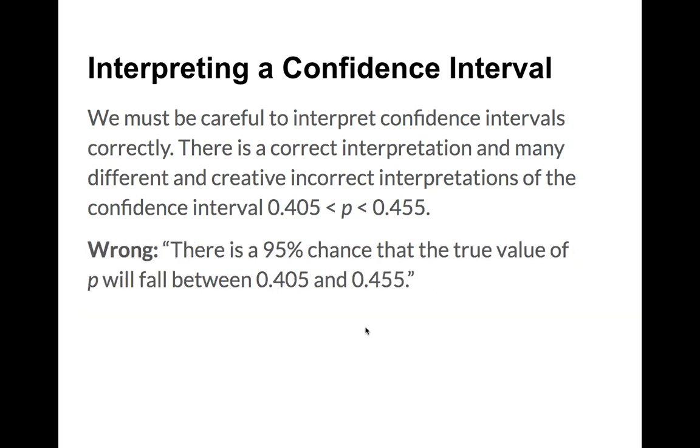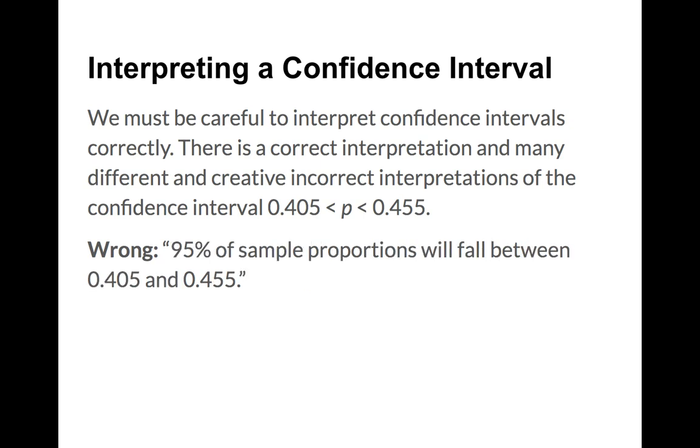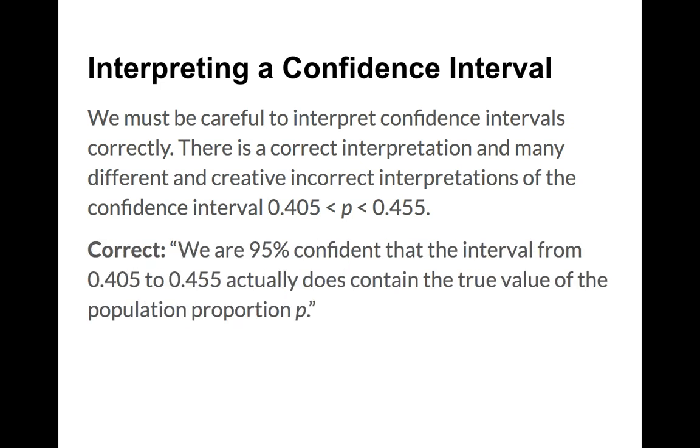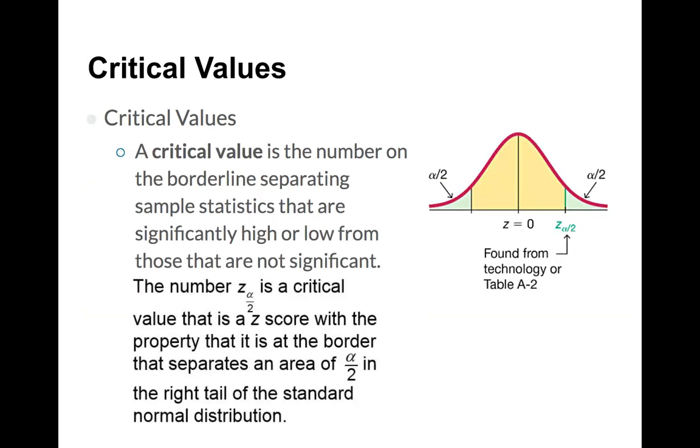Okay. Now, it is not correct to say there's a 95% chance the true value will fall within there, or 95% of sample proportions will fall between there. Okay. So we are 95% confident that that interval does actually contain the true value. Okay. Now, where does this alpha come in?